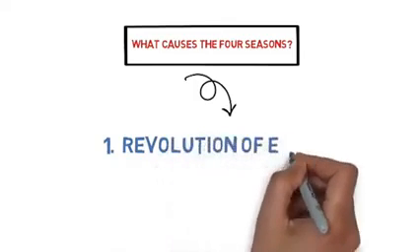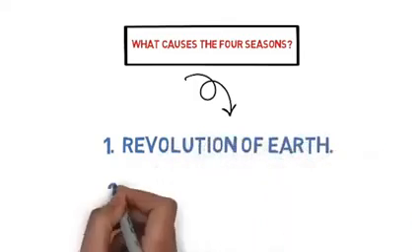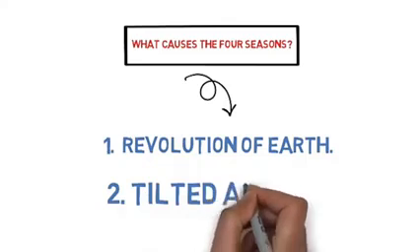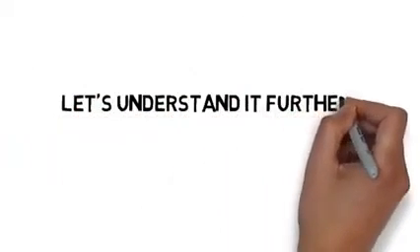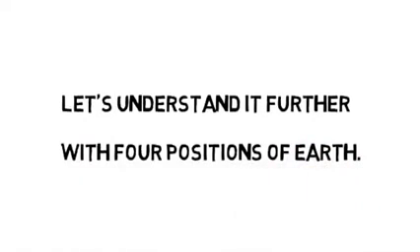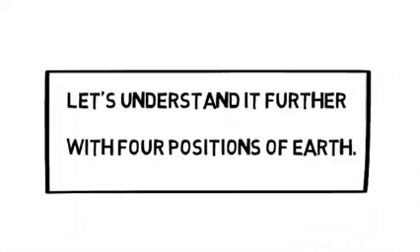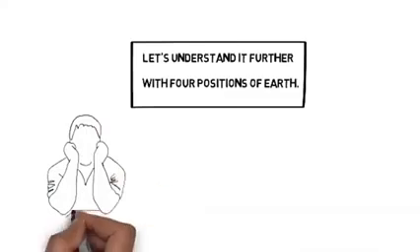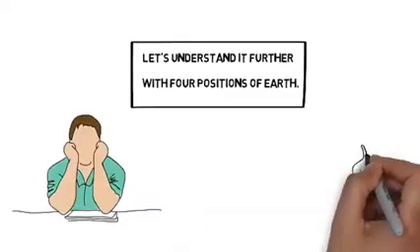One major reason is revolution of the Earth around the Sun, and second is the tilt of the Earth. Let's understand it further. There are 4 positions of the Earth and we will explain each one of them in detail.